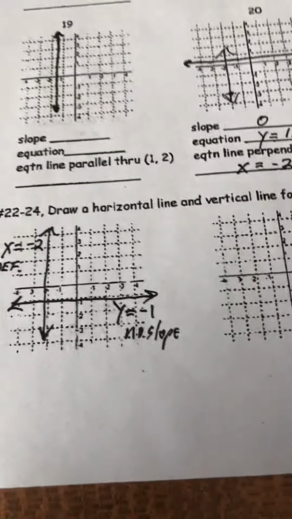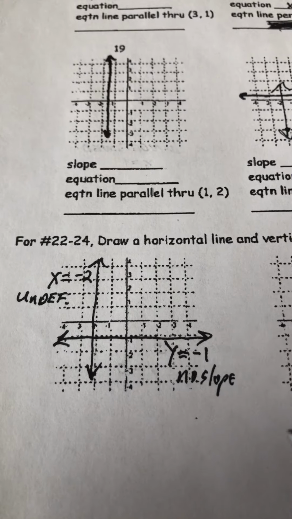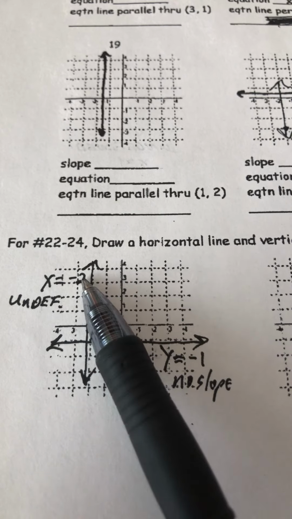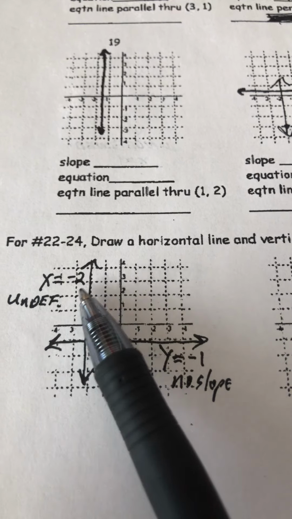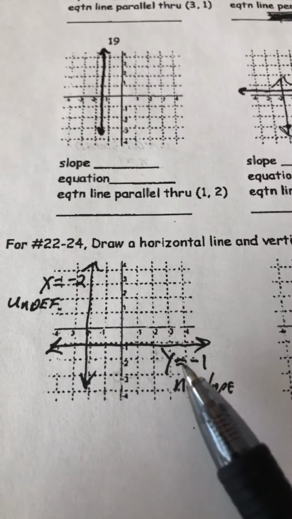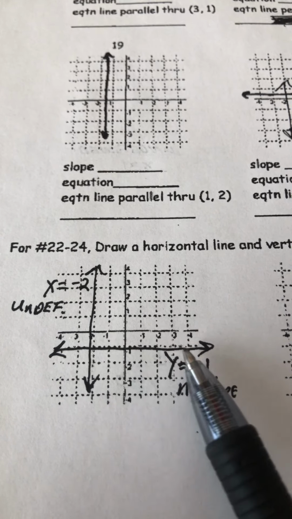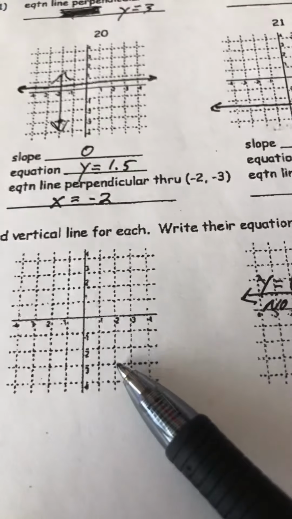Then you have a couple that you have to create your own. I did a couple here for you. It says draw one horizontal, one vertical, and then label its equation, and say whether it's no slope or undefined. So this one I put at x equals -2, and it's undefined, and I have y at -1 and no slope. Notice that they're perpendicular. Try your own on that one.